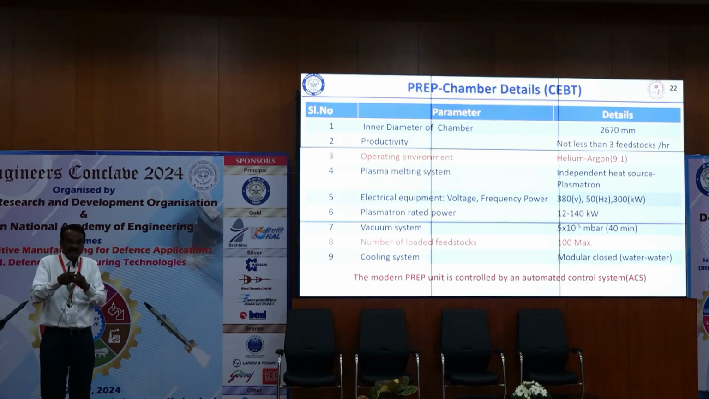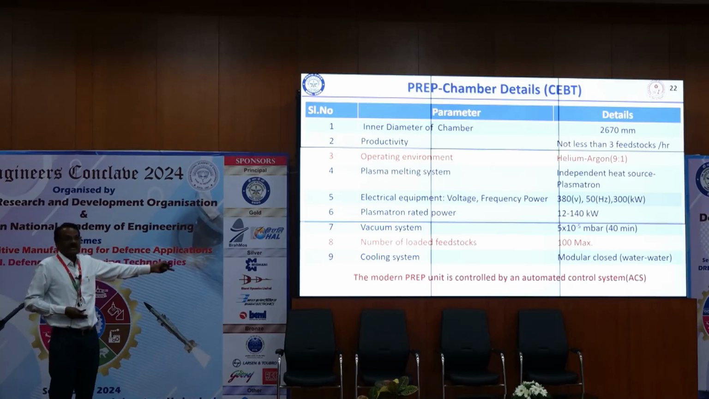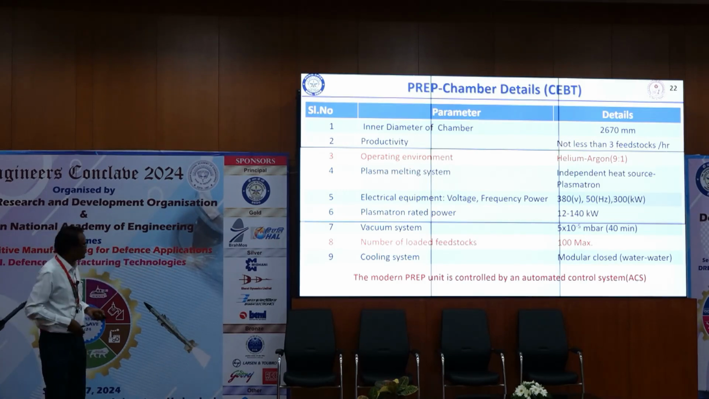Like a pistol, how the bullets are loaded at a time and can be fired, in the same way PREP electrodes can be fed one after the other. We can produce at the tonnes level. That is the product.